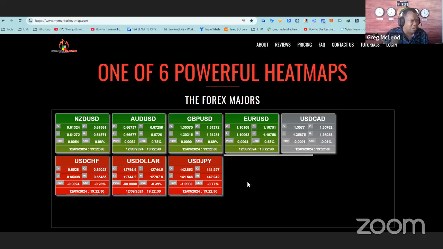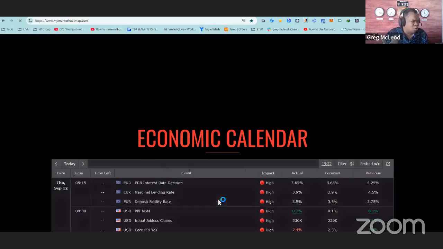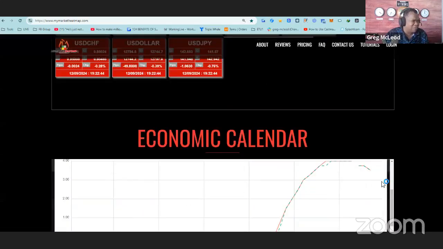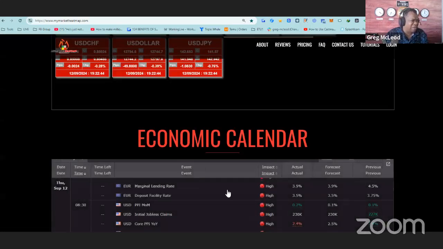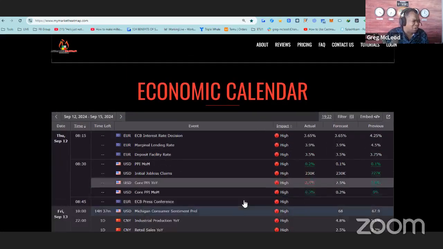But another thing that you're going to have access to for free when you come to mymarketheatmap.com is the economic calendar. The economic calendar might look a little funky there. Just refresh the screen and click show more. All right, close that. Okay, so here we go. Here's the economic calendar, and we can actually go ahead and take a look at what's going on.